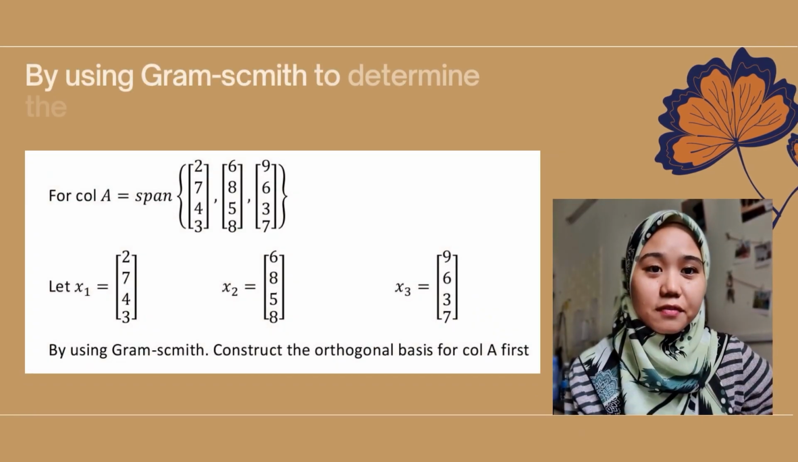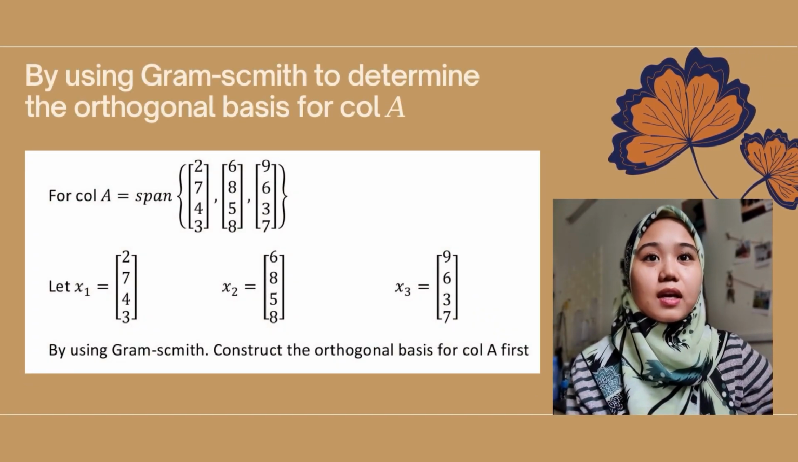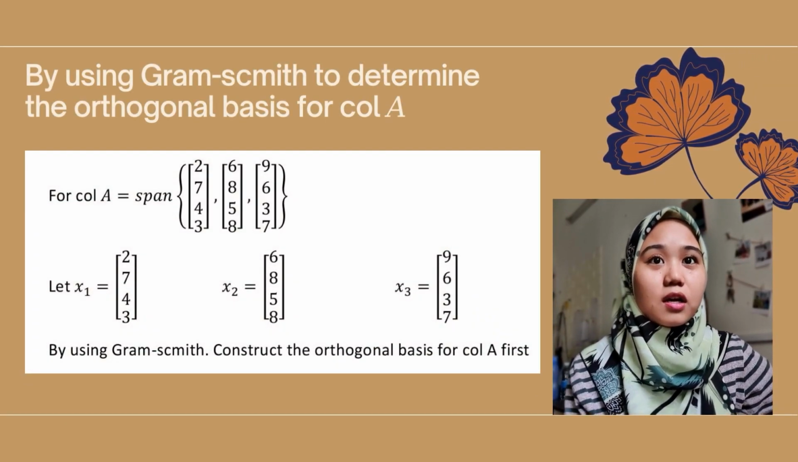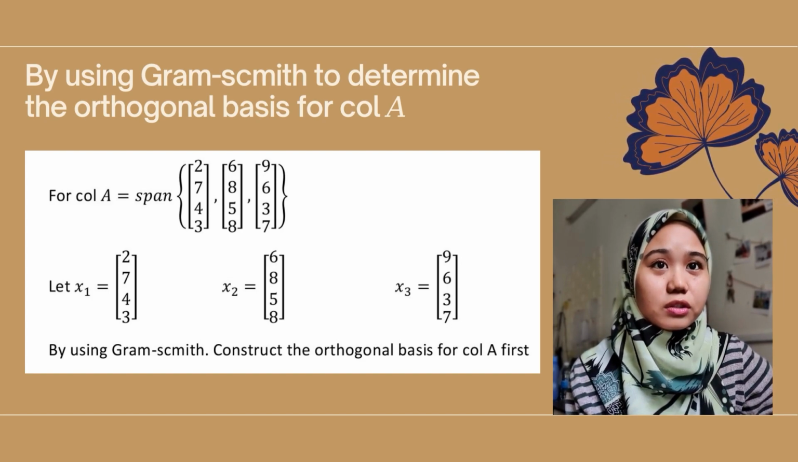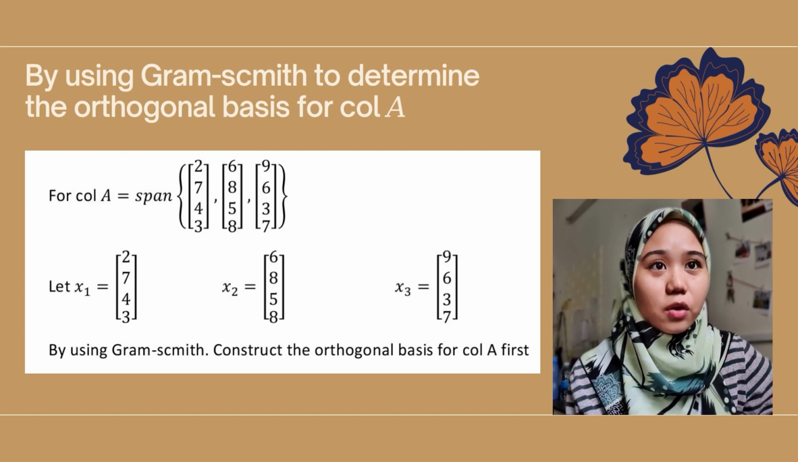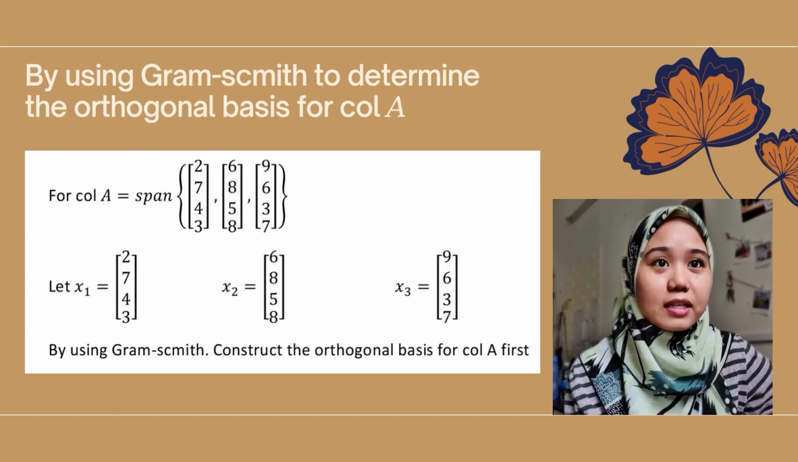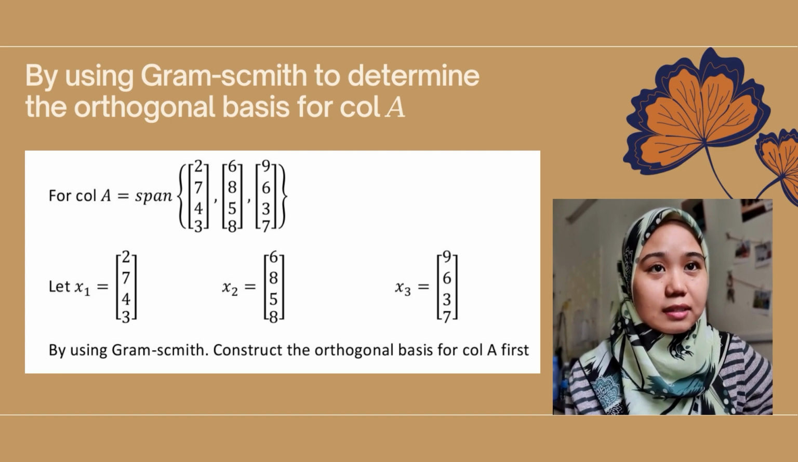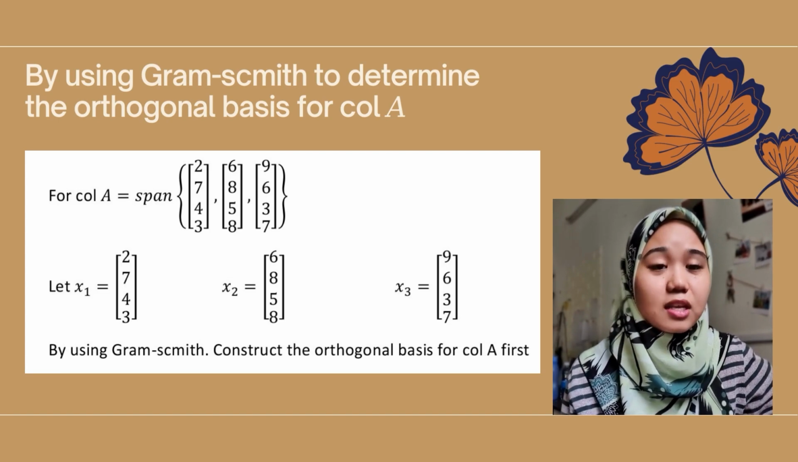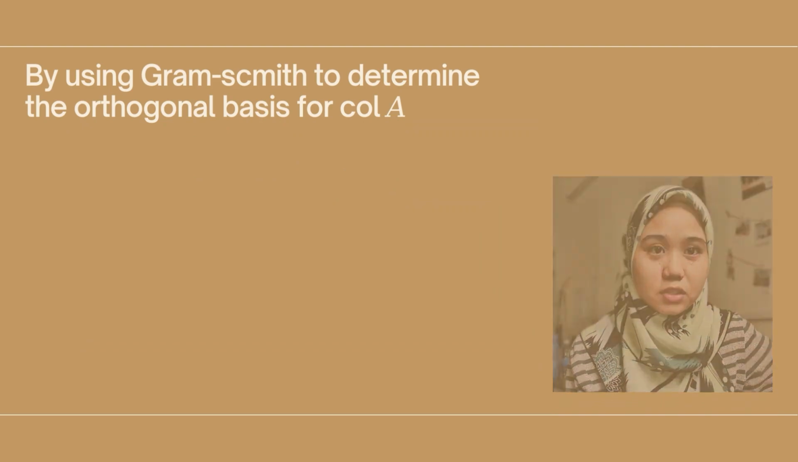The equation given for Col A. Let x1 equal [2, 7, 4, 3], x2 equals [6, 8, 5, 8], x3 equals [9, 6, 3, 7]. So we need to construct the orthogonal basis for Col A first by using the Gram-Schmidt.